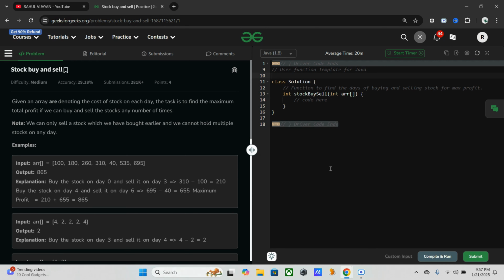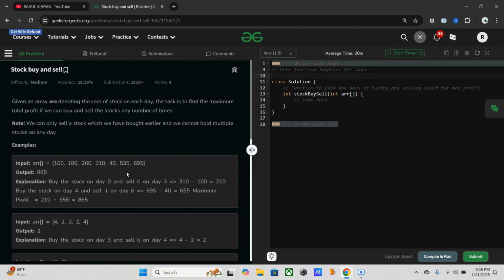You are given an array where each element represents the price of a stock on a particular day. Your task is to maximize the profit you can make by buying and selling the stock on different days. The catch is that you can buy and sell the stock multiple times, but you can't hold multiple stocks on the same day. And you can only sell a stock after you have bought it. If you see this example, you will get to know.